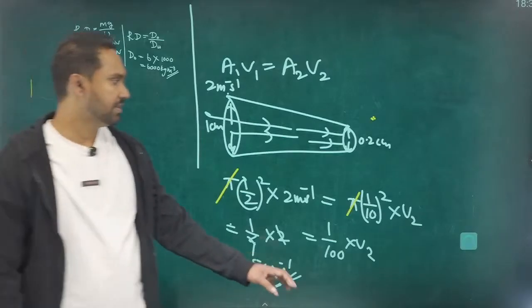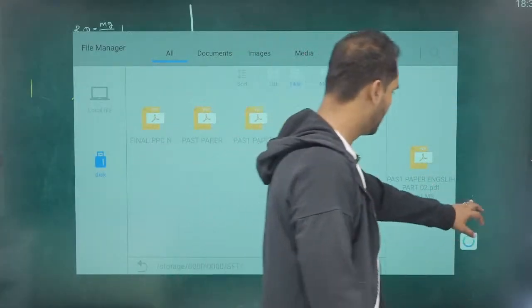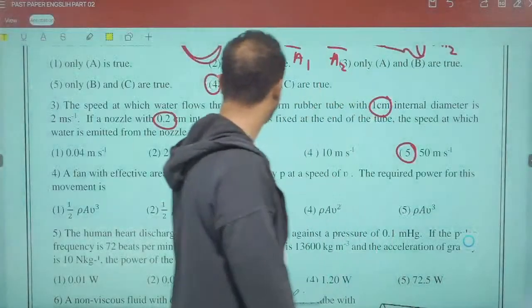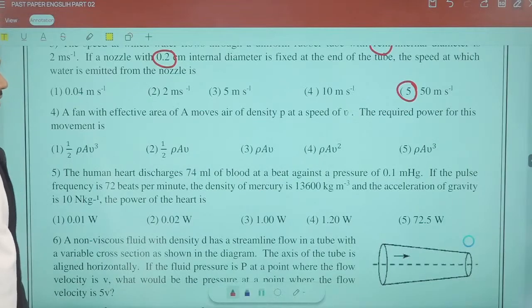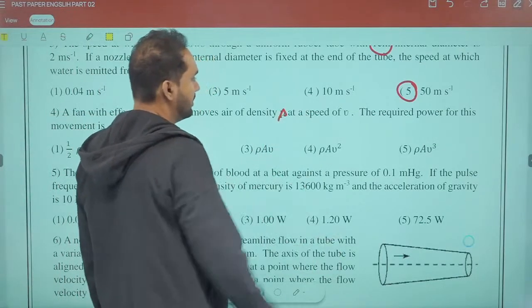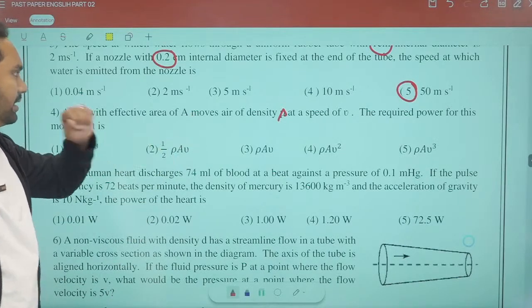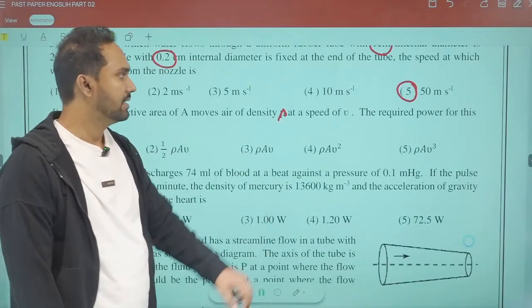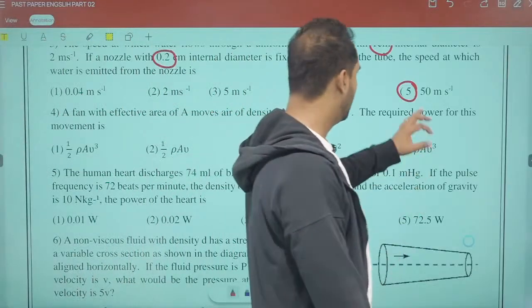Right, so come to the fifth question. A fan with effective area A moves air of density rho at a speed of V. The required power for this movement is? They're asking for the required power for this movement. You are given the effective area A, the density of the air rho, and the speed V.